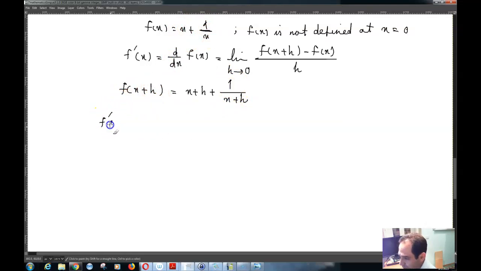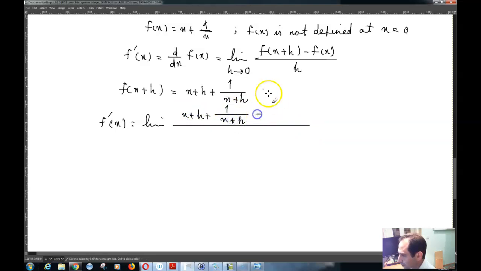So then f prime of x is equal to the limit of basically x plus h plus 1 divided by x plus h minus f of x, which is minus x minus 1 over x, over h as h tends to 0. So then these two will cancel out, and so you have h plus 1 over x plus h minus 1 over x.